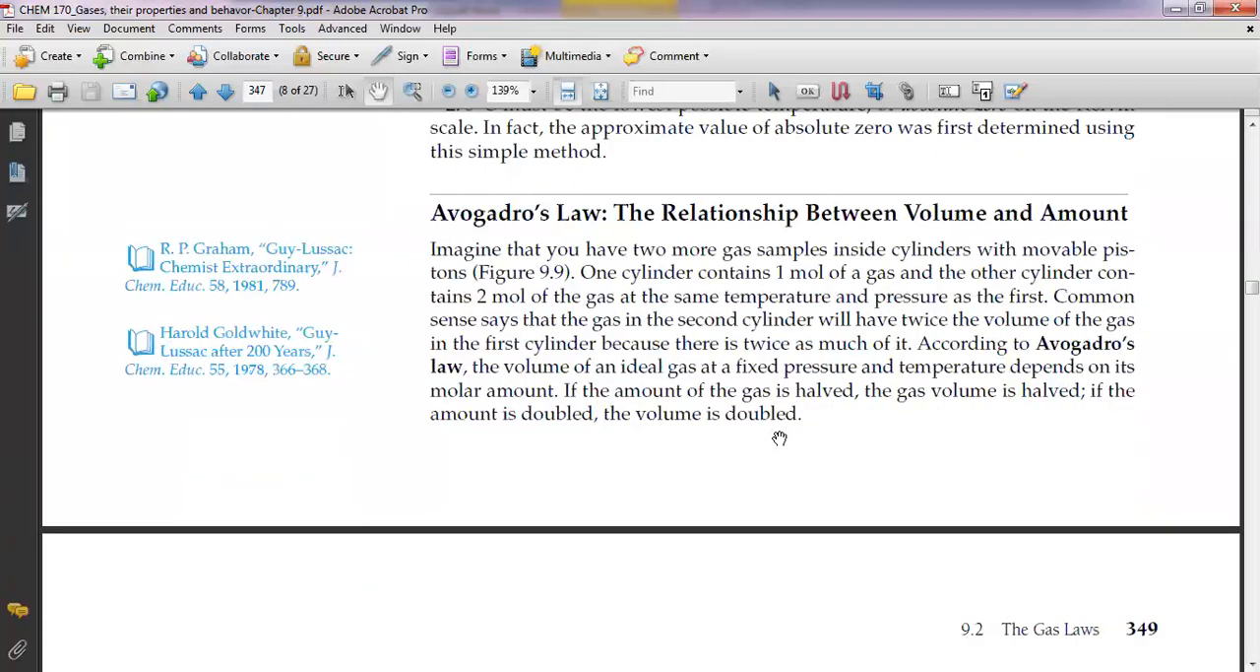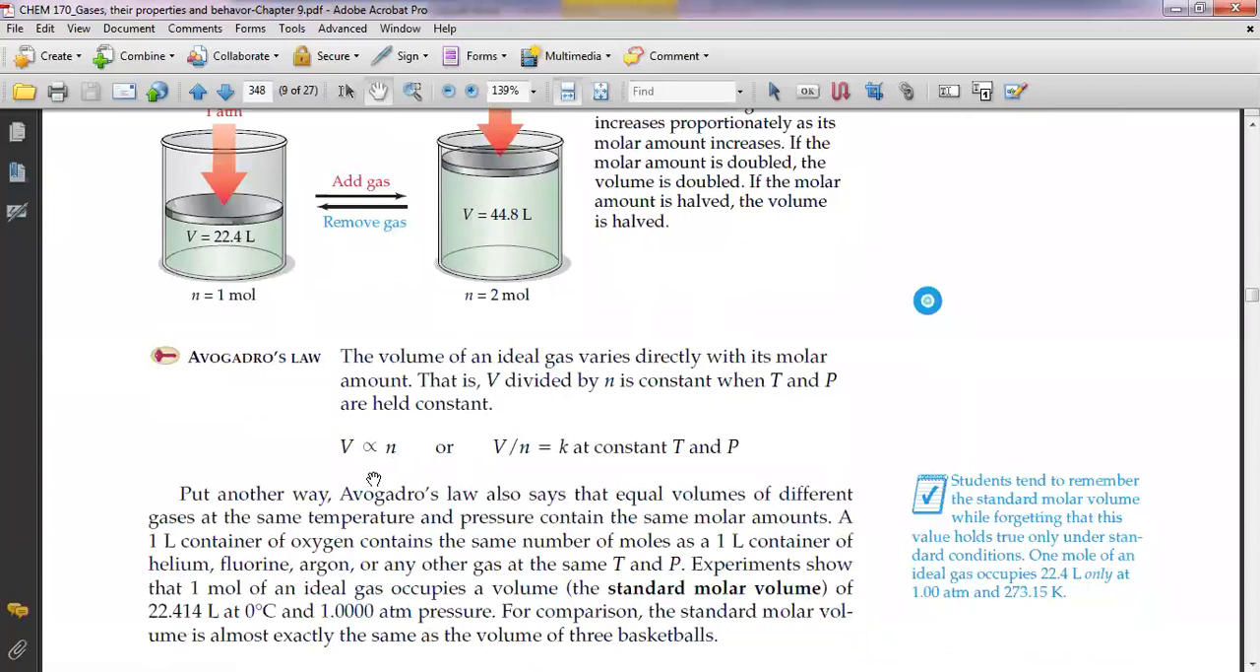So the third law is Avogadro's law. Avogadro's law is simply that the volume is proportional to the number of moles, but at constant temperature and pressure. So here, we are looking at the variation between two variables by keeping the other two variables constant. So this is the importance in all these three laws.